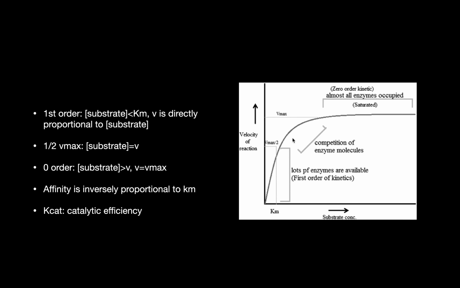The zero order is when the amount of substrate is more than Km, and that is where the velocity has reached its maximum, and that's when all of the enzymes are basically saturated. Affinity is inversely proportional to Km, so if it's a high Km, there would be low affinity, and vice versa. And the Kcat is just the catalytic efficiency.